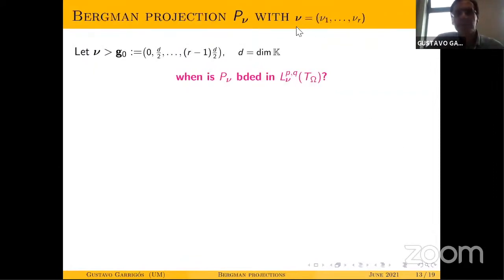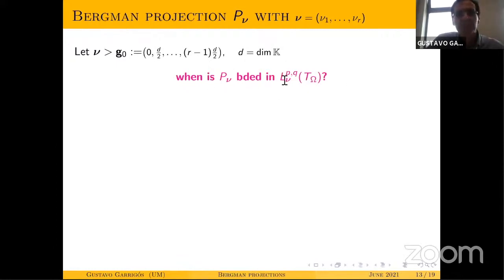About the case when the weights are not equal, when the weight is non-diagonal, these numbers can be different. So here is the precise expression of the G0 that Jean-Marie asked before. This number D is the dimension of the field. It would be n minus 2 in the case of the light cone, and 1, 2, 4, or 8 in the case of the real, complex, quaternion setter.